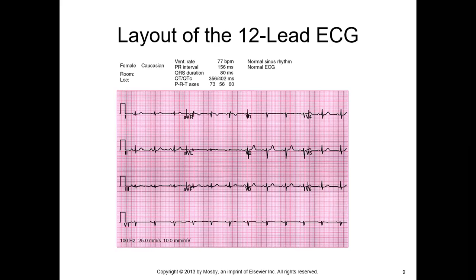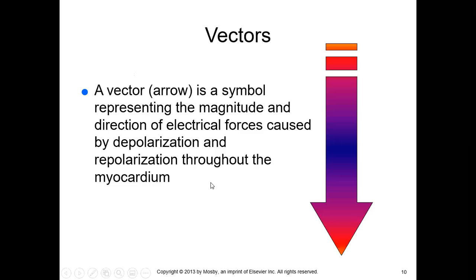When you read the 12 lead from left to right, the ECG tracing is continuous. As you switch from one lead to the next, it's still continuous. I hope that makes sense to you. So no matter which one you're looking at, it's happening at the same time. So we're going to talk about some vectors.